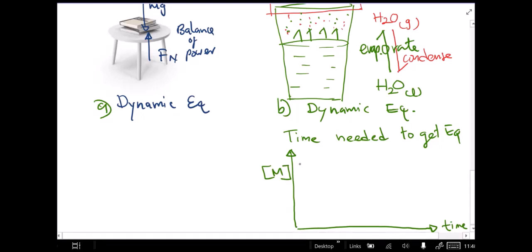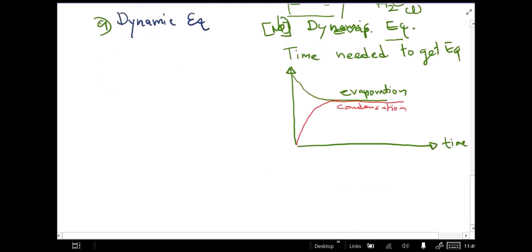Because we are not concerned with the molarity for water, evaporation started very high, slowed down, and flattened off. So it's leveled off, right? There's a reason for it, because the space is running out. Now the condensation starts from 0 and increases until it meets the same rate, because we are measuring the rates against time, right? So that means liquid water and water gas are at equilibrium.